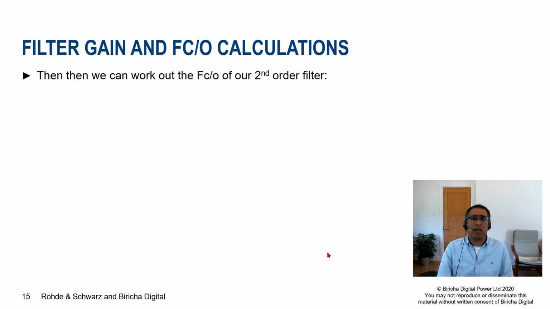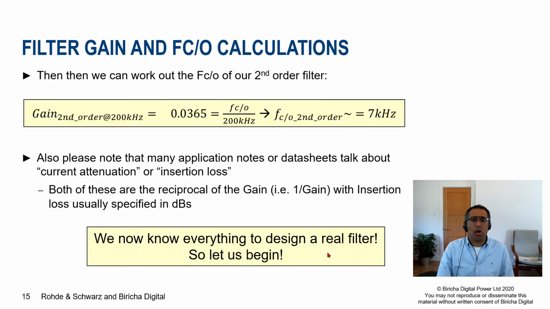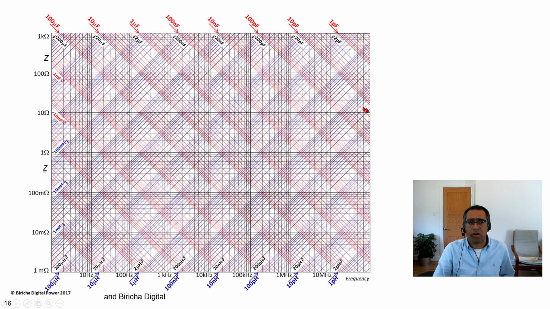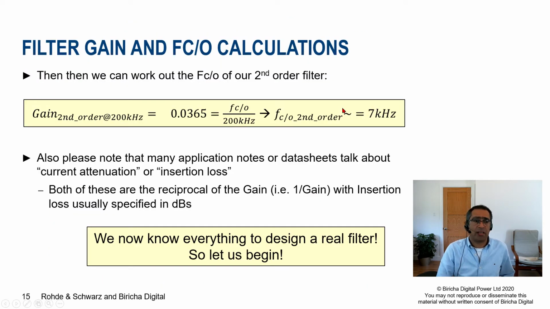Then, again, from university days, we know that the gain of a filter is cutoff frequency divided by the frequency at which we are operating. So, if I know that the gain at 200 kilohertz is 0.0365, then the cutoff frequency that would give me that attenuation or that gain would be, based on this equation, around 7 kilohertz.